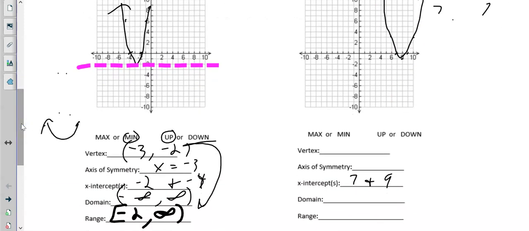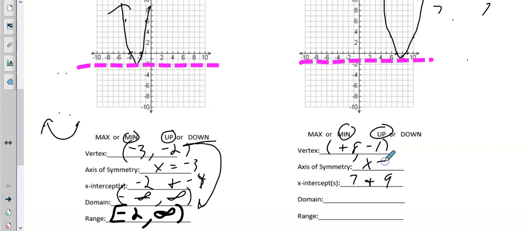So it obviously is opening up, which means it has a minimum. It has a minimum here at negative 1. Right? My vertex, we said, was at positive 8, negative 1. And therefore, the axis of symmetry is at x equals 8. The domain is not changing. My range comes from my y. It's going up to the sky. So positive infinity on the right side and negative 1 right there.